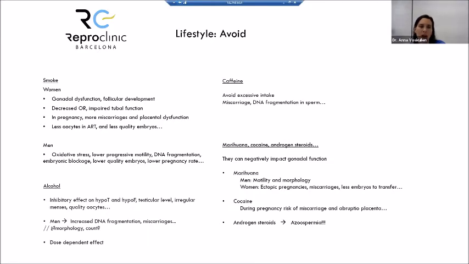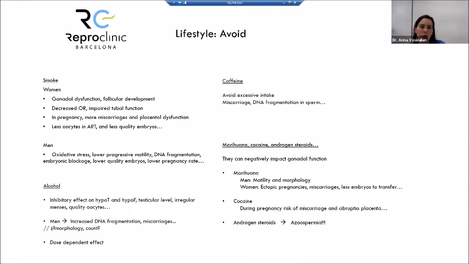And in men, it can produce oxidative stress and lower progressive motility, and actually DNA fragmentation of the spermatozoids, which could lead to embryonic blockage, etc. So it's important to avoid smoking. Try to reduce it as much as possible if it's not possible to stop it. Okay.